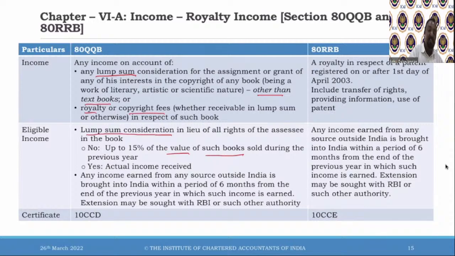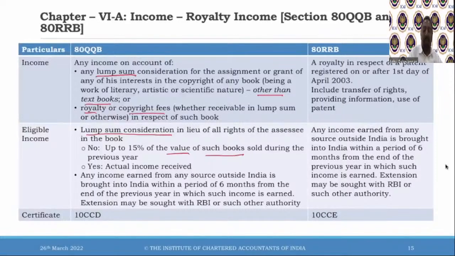So if it is a lump sum consideration, whatever income you have received, if you have received 1 crore, it is 1 crore. If it is not lump sum, the maximum amount is 15%, 1/5 of the value of such books sold during the previous year. So that's the provision.